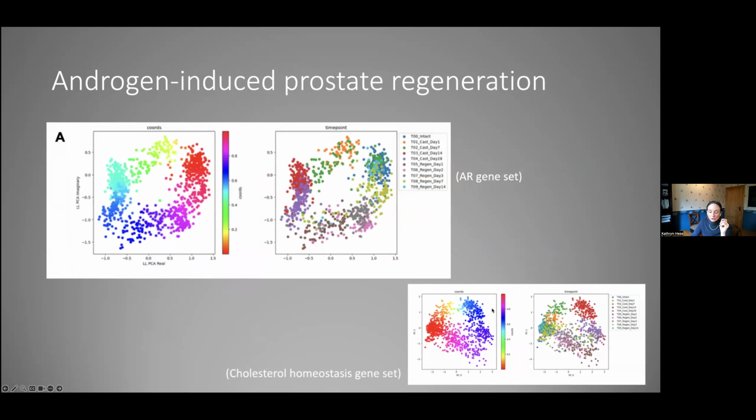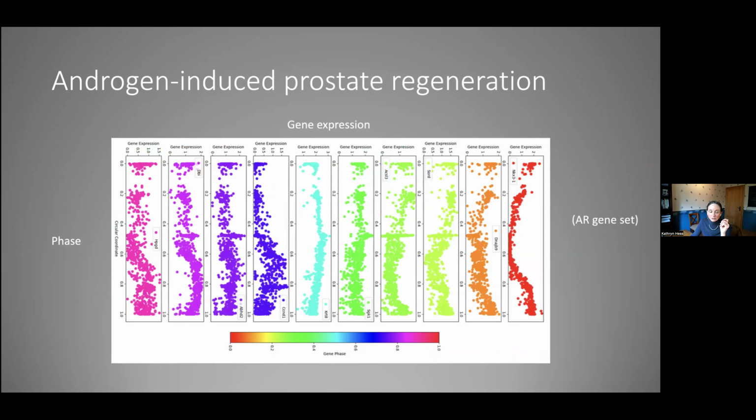And just to compare, you can also do the same sort of thing for the cholesterol homeostasis gene set and get the same kind of nice matching. Finally, you can look at the same kind of phase versus gene expression for various genes, and you see again this very nice shift of the gene expression. This is all coming from this lead-lag analysis.